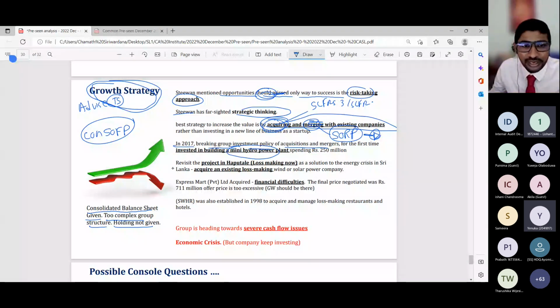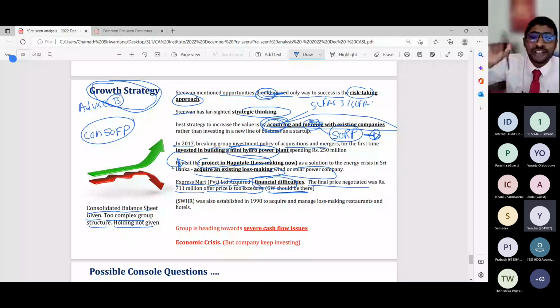And the other one is the final part of the pre-seen: Expressmart Private Limited was acquired, and that particular company had financial difficulties, and the final price negotiated was 711 million, and the offer is too expensive. If the offer is too expensive, and the financial director is arguing the offer is too expensive, where is the goodwill? If you look at the goodwill in the group financial statements, the goodwill is not there. But if the purchase consideration you have paid is expensive, the term expensive is defined in terms of the fair value of the net assets that you have acquired.